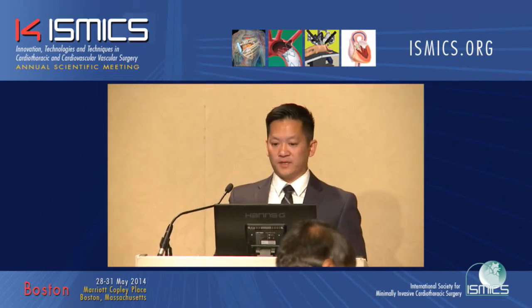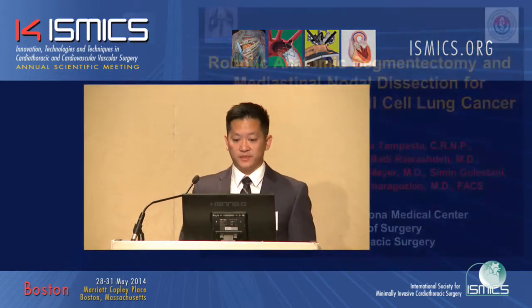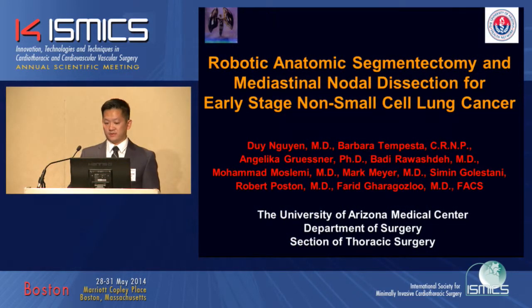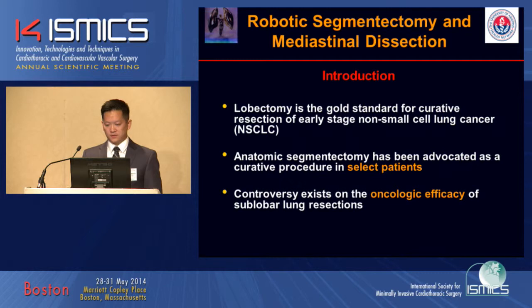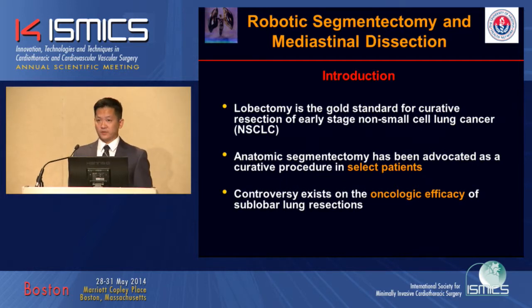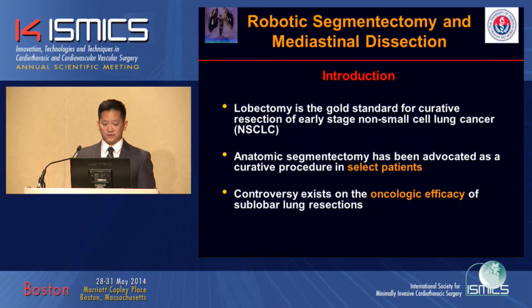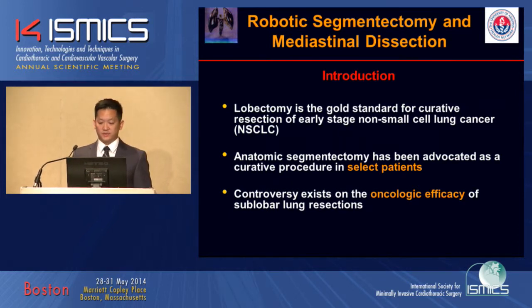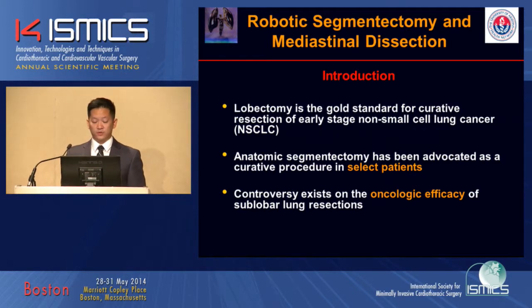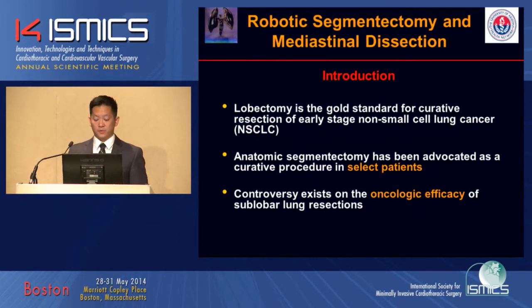I'll be presenting robotic anatomic segmentectomy and mediastinal nodal dissection for early-stage small cell lung cancer. As we all know, lobectomy is the gold standard for curative lung resection for early-stage non-small cell lung cancer. Anatomic segmentectomy has been advocated as a curative procedure in select patients, specifically older patients and those with poor pulmonary reserve. But controversy still exists on the oncologic efficacy of sublobar lung resections.